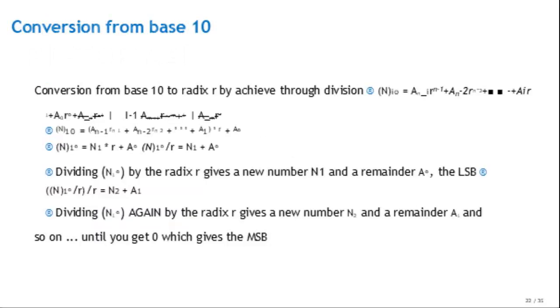To convert from base 10 to any radix, division is used. By repeatedly dividing the number by the radix and keeping track of the remainders, we can achieve the desired conversion.